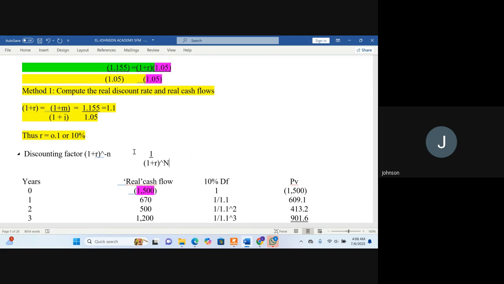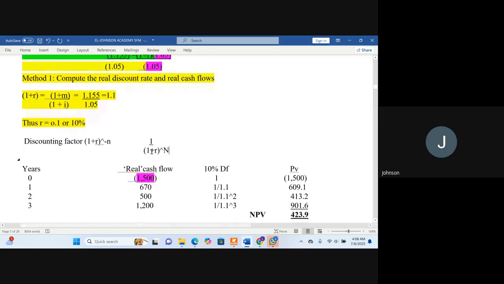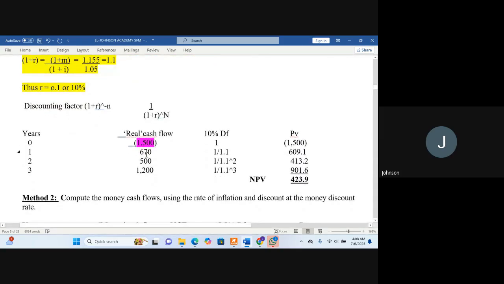Or you can also use the annuity formula. The only time you need to use annuity is when all your cash flows are almost the same. For instance, say your cash flows from year 1 to 3 are the same figure, let's say 670, 670, 670. Then you can use the annuity formula to do it. If you need the annuity formula, I'll also tell you what it is.